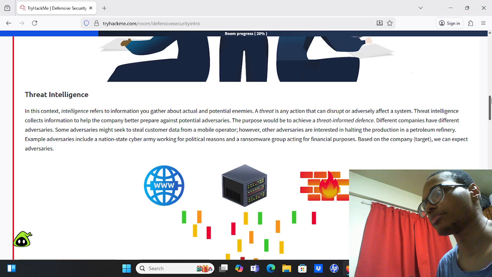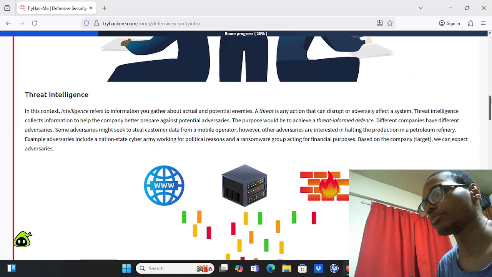As a result, with threat intelligence, we identify the adversaries and predict their activity. Consequently, we can mitigate their attacks and prepare a response strategy. Next, digital forensics and incident response.